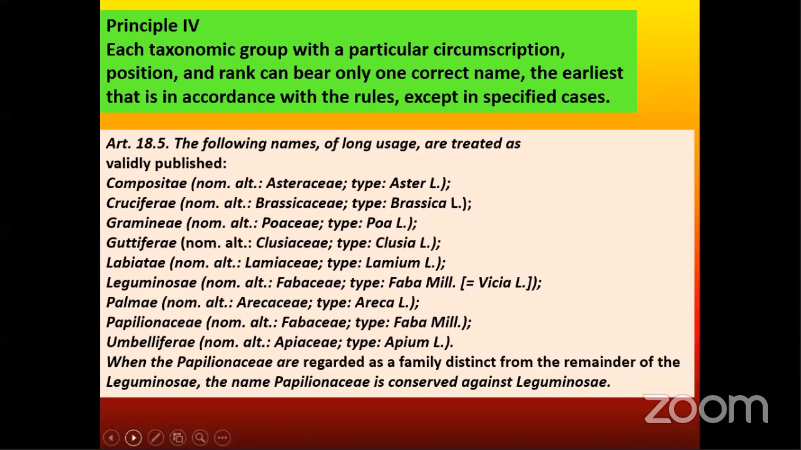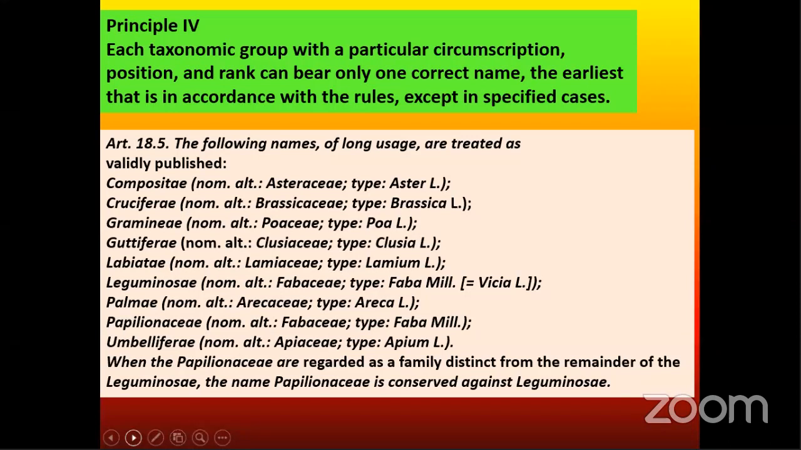You can see the following names of long usage are treated as validly published. Take Compositae. Normally all our botanists and teachers say Compositae for Asteraceae, but Asteraceae is the right name because every family name should be started with the stem of the genus. You know, Aster is the basic or fundamental genus of the family Asteraceae. That is a rule of the Code.